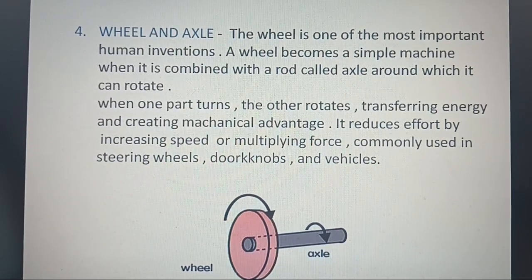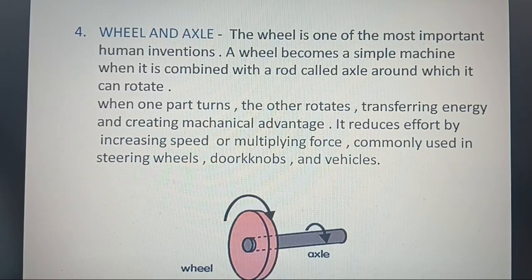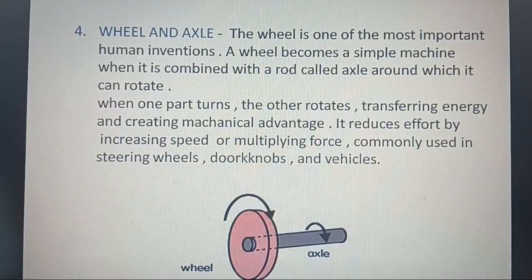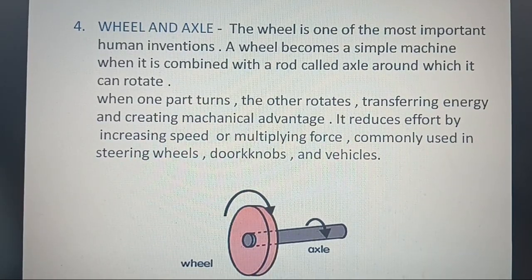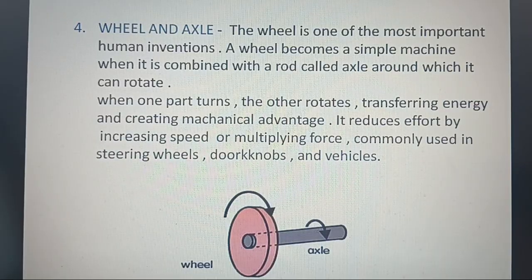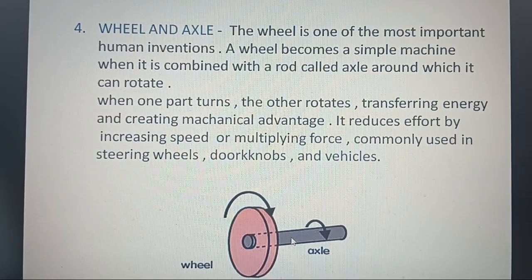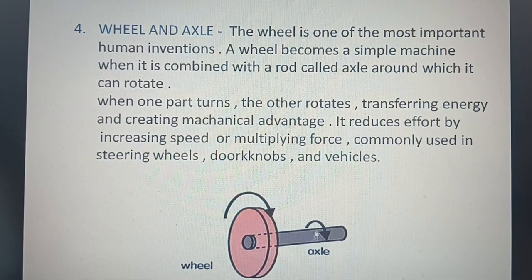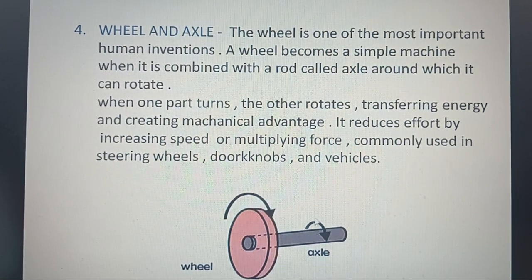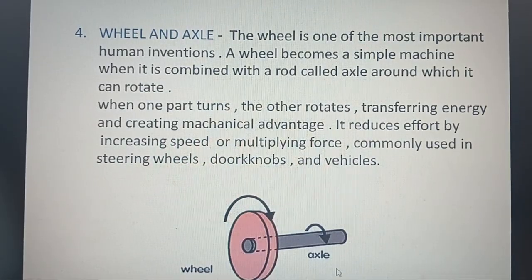It transfers energy and creates mechanical advantage. It reduces effort by increasing speed or multiplying force. Commonly used in steering wheels, doorknobs and vehicles. Now you can see this one part. If we move this wheel, then the axle rotates, and if we turn the axle, then the wheel rotates.